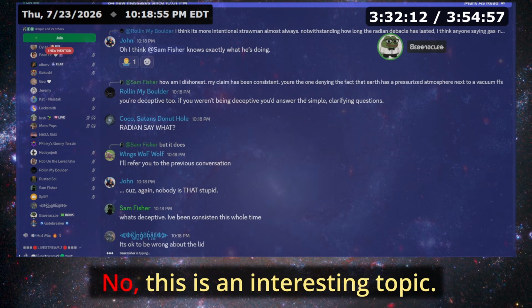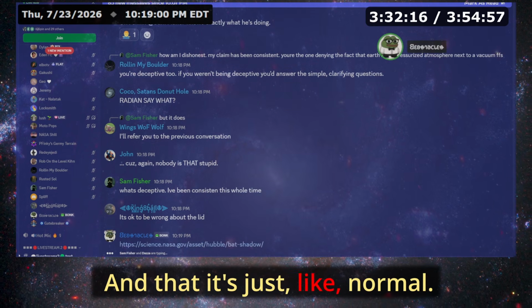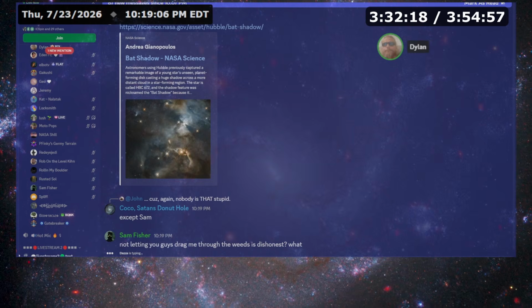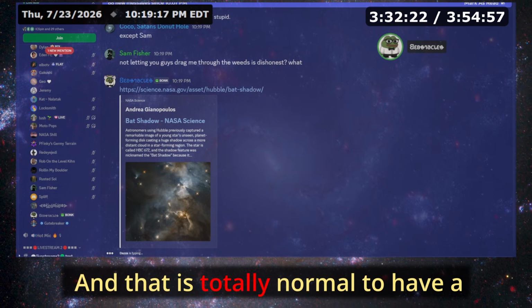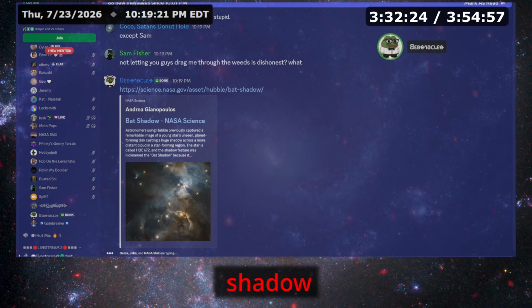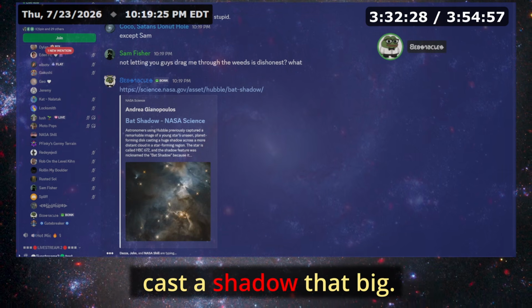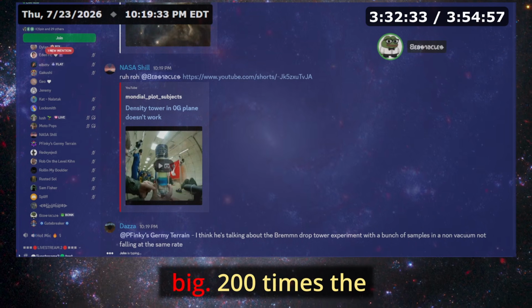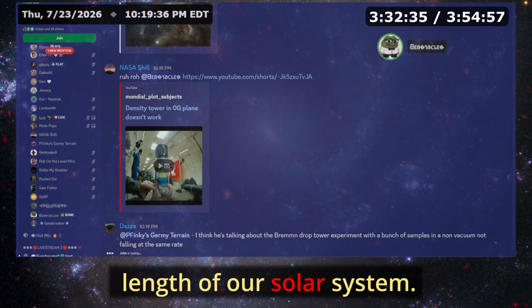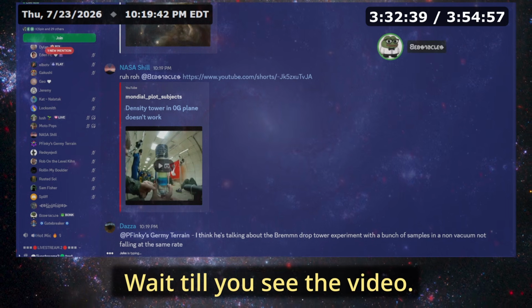Sorry, go ahead. No, this is an interesting topic, and it's absolutely insane that it's just considered normal. It's called the bat shadow, and astronomers picked this up. It's totally normal to have a star cast a shadow that big. It literally says it's light years big, 200 times the length of our solar system. That's how big the shadow is. Wait till you see the video.